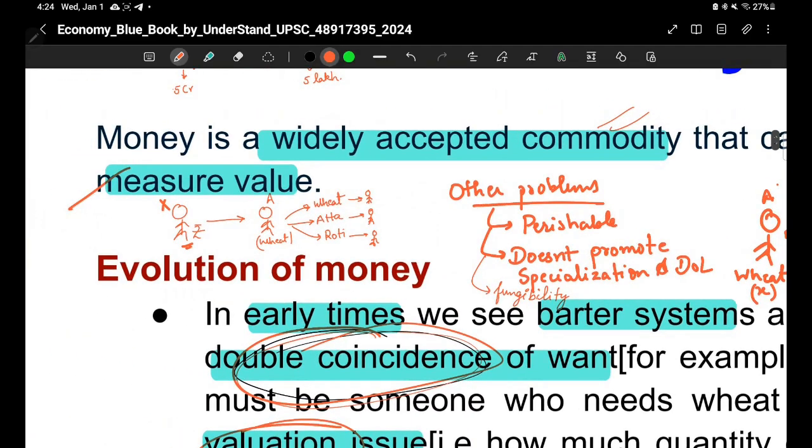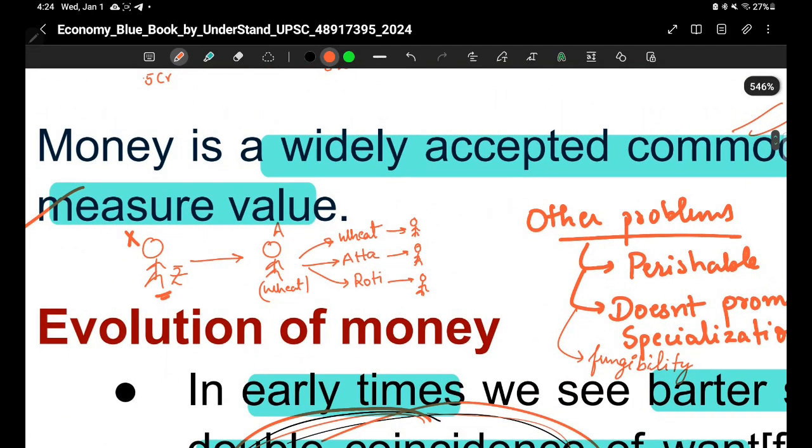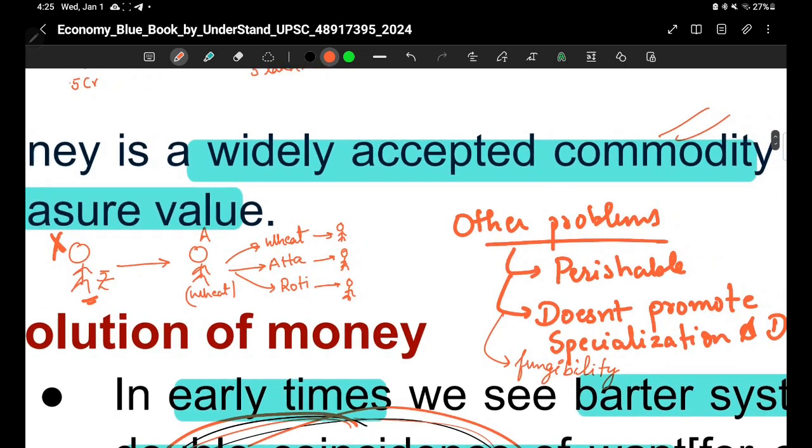Suppose a person has money, let's say this person is X. He wants to buy wheat from A. Now A can tell him that I make wheat, I make atta, and I make roti also, and you can choose whatever you want to buy. So what is A doing here?